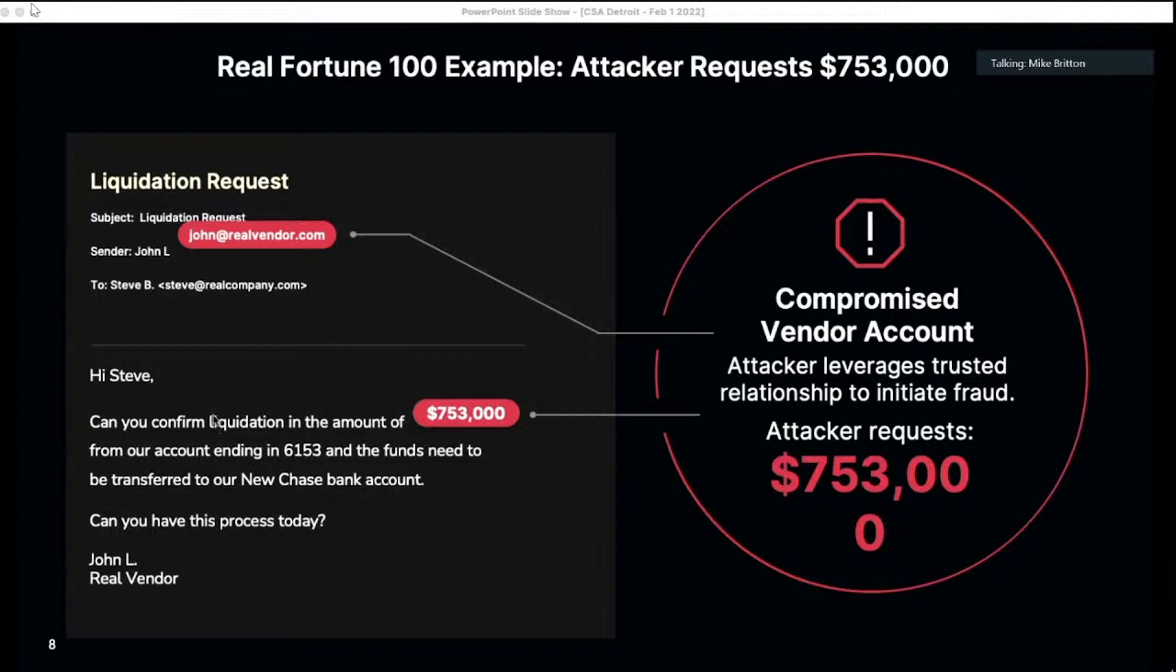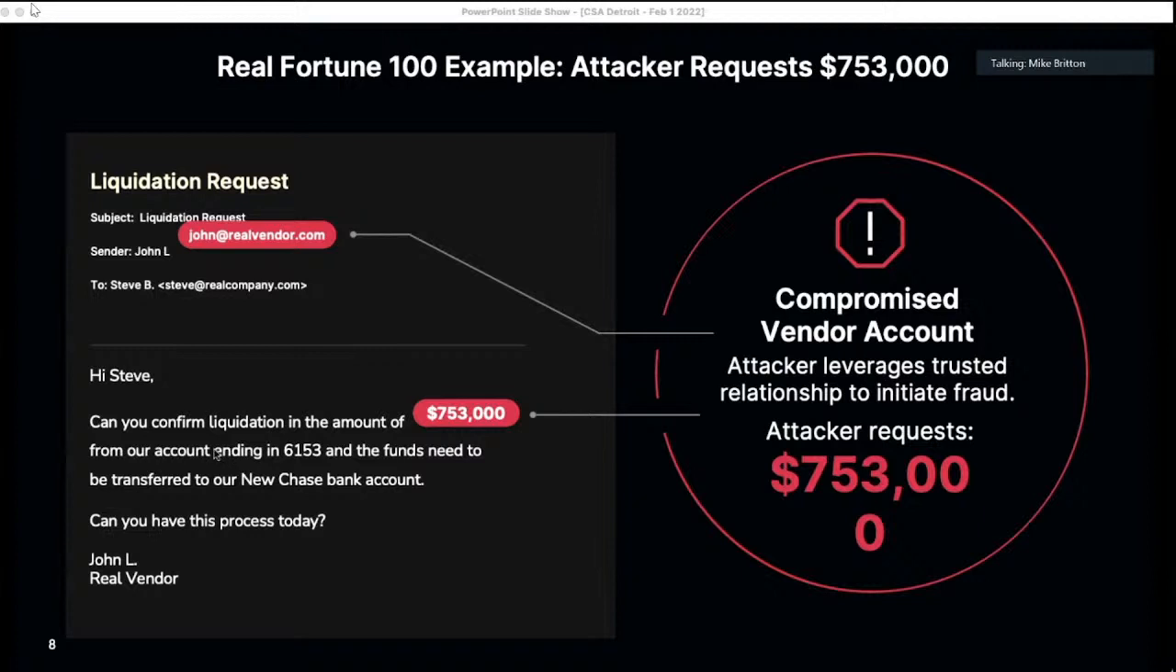I know they normally talk about payments with Steve, so I'm going to just turn around and send a message from the compromised account. I'm going to ask Steve to go ahead and transfer this money. I'm going to give him a different bank account, and off he goes.